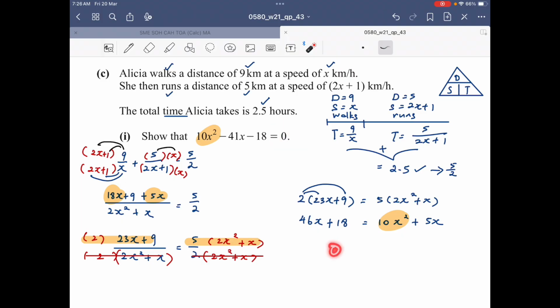Let's make this 0 since we have the same thing here, 10x squared. So let's make this 0. So we're going to move every term of this to the other side.